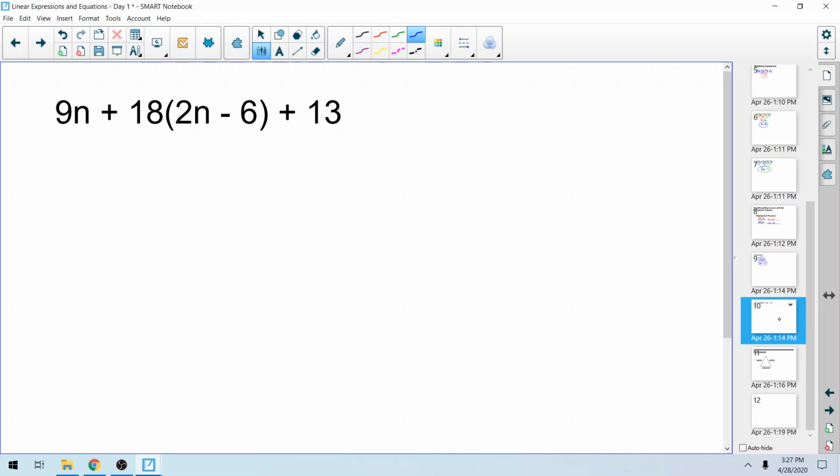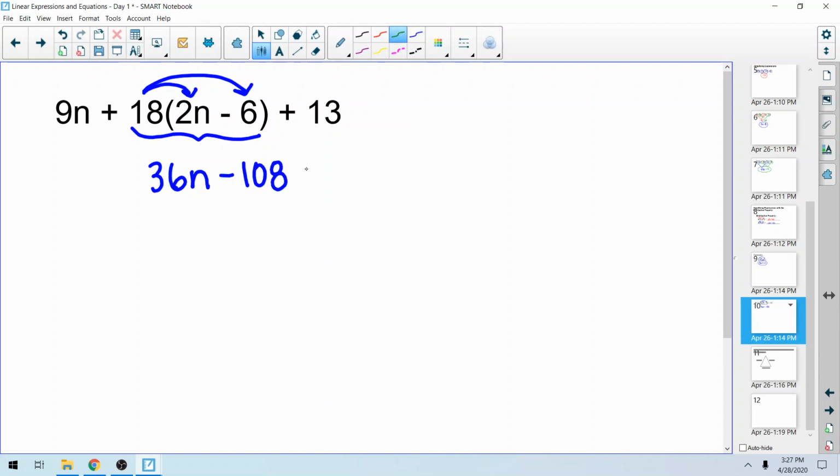First thing I'm going to do, I have a 9n. He's kind of by himself. Then I have this right here. If we're thinking about order of operations, it says you have to do parentheses first. Inside the parentheses, I can't do anything, but I can multiply by my 18. So I'm going to distribute. 18 times 2 is 36n minus 18 times 6 is 108.